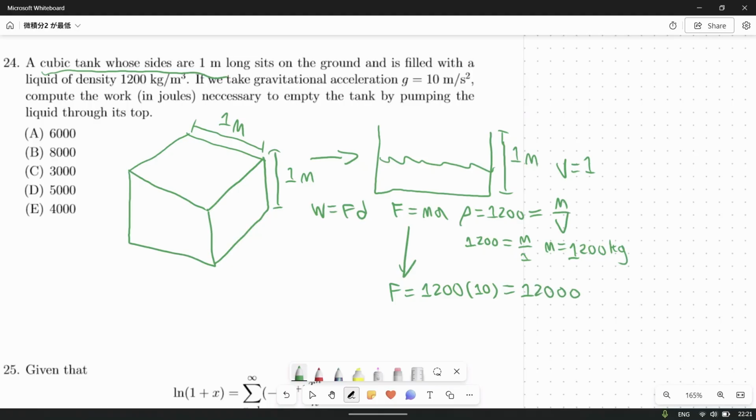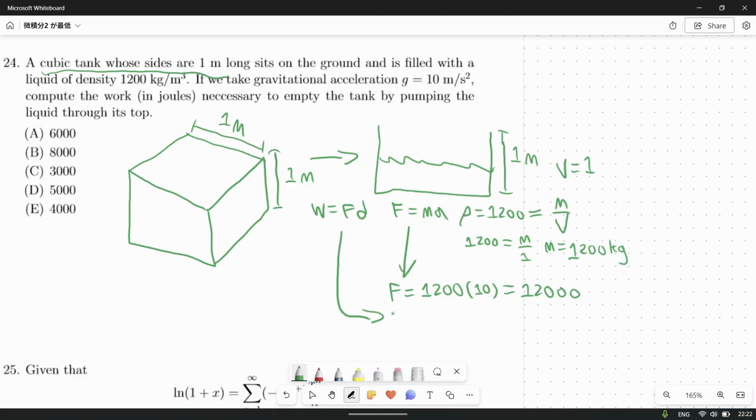And it's asking us to compute the work necessary to empty the tank, pumping the liquid through its top. So it's asking us how much work it would take to undo that process of undoing the gravity. Now, moving on to our work equation, we know that work is equal to force times distance.